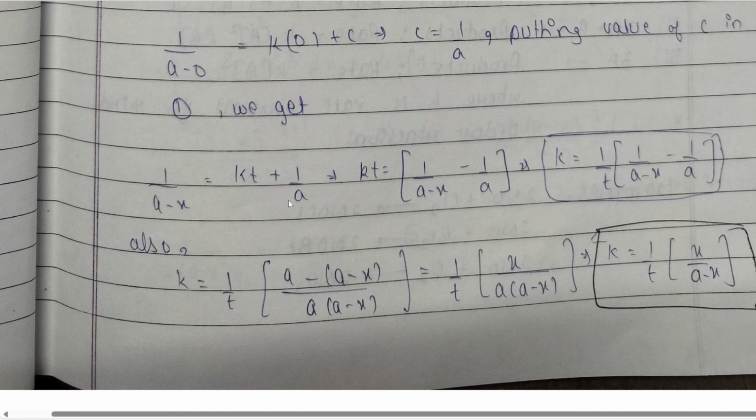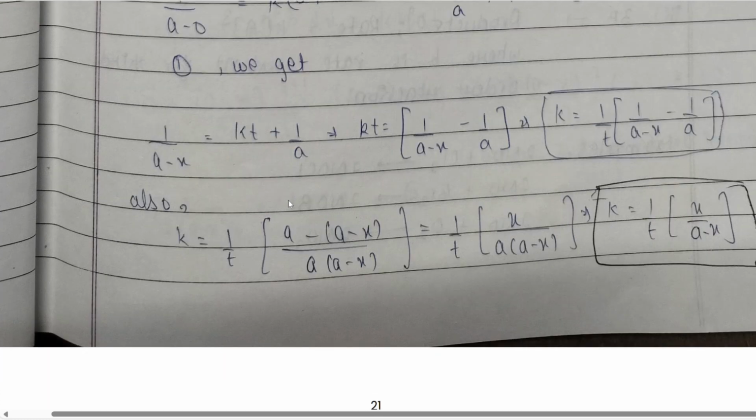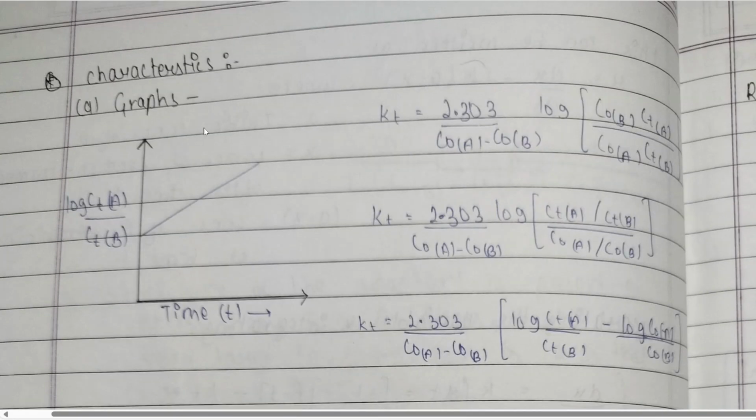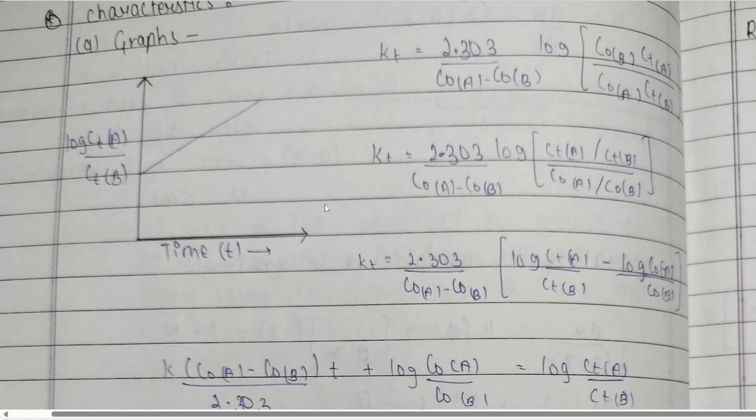Putting this value, 1 by (A minus x) is equal to Kt plus 1 by A. Kt is equal to 1 by (A minus x) minus 1 by A. Well, here comes the result: K is equal to 1 by t, x by A (A minus x). Characteristics graph, you can see here, this is the characteristics graph.